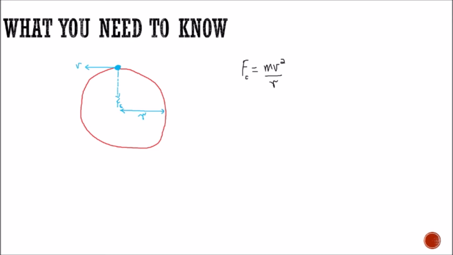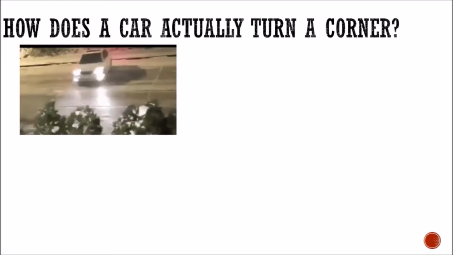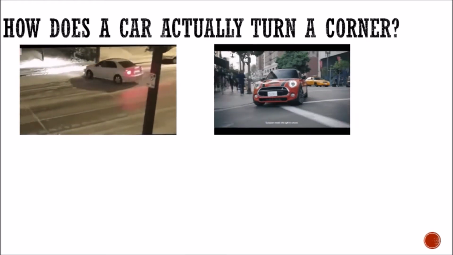But I want to throw you into a scenario where it's not quite evident where the centripetal force is coming from. So, for instance, let's say we had a car and we wanted to allow it to turn a corner. Now there are two things typically that can happen when a car turns a corner. Either this or this. Okay?